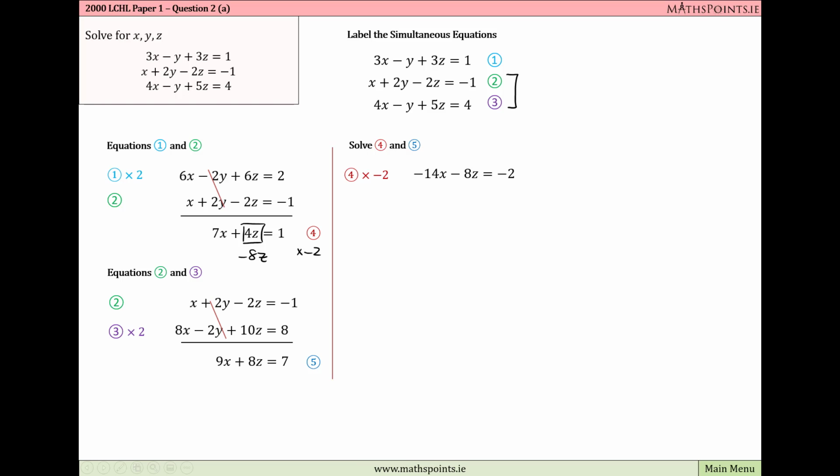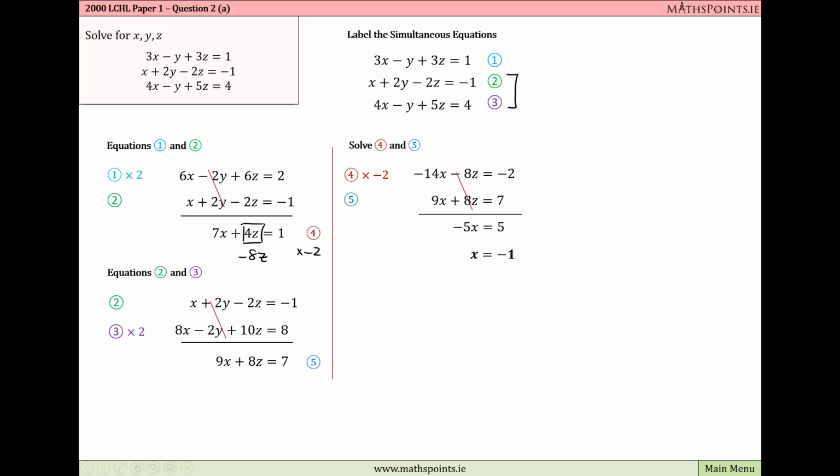9x plus 8z equals 7, equation 5, I'm going to leave as it is. I'm going to draw a line underneath, I'm going to cancel the 8z's, and minus 14x plus 9x is minus 5x, and minus 2 plus 7 is 5. I divide both sides by minus 5. Minus 5x divided by minus 5 is x, and 5 divided by minus 5 is minus 1. And so we have our first solution, x is equal to minus 1.